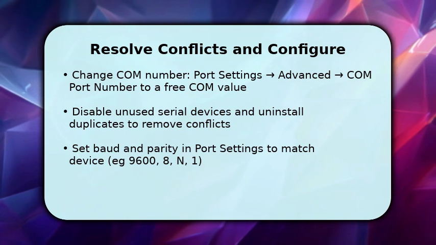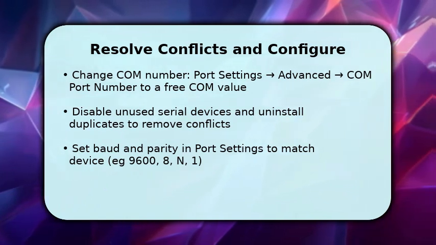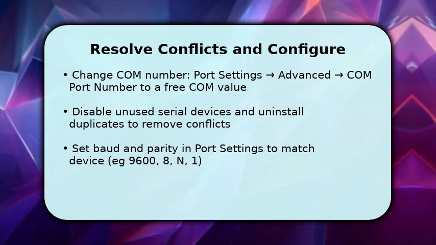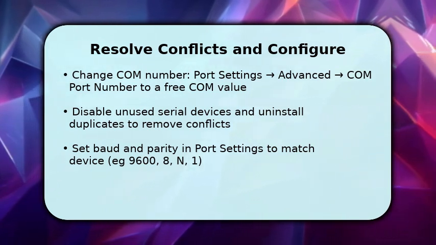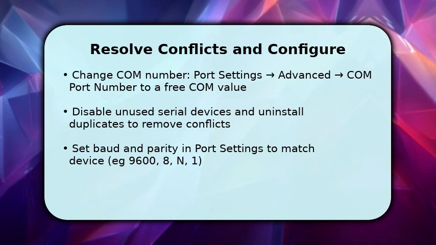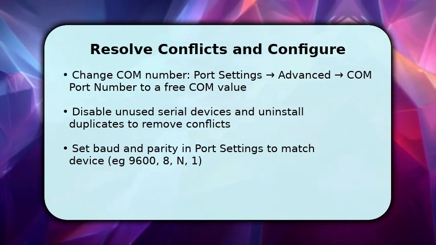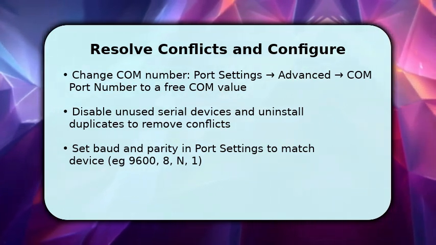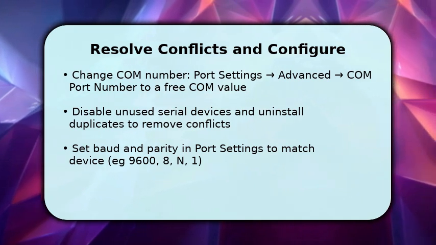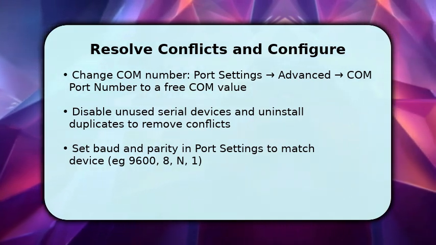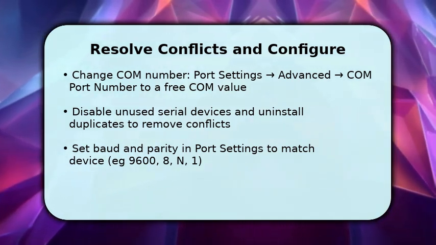Next, disable or uninstall duplicate or unused serial devices to prevent reassignments. Make sure you set baud rate and parity to match the peripheral, typically 9,600, 8, no parity, 1 stop bit. Because mismatched settings cause problems, you're almost done. Restart the PC so the COM assignment and driver changes persist.